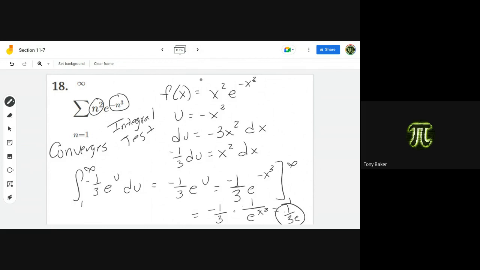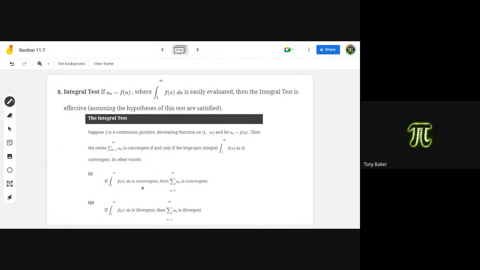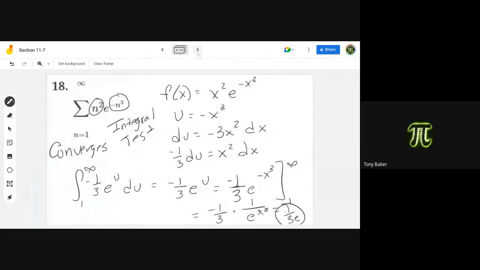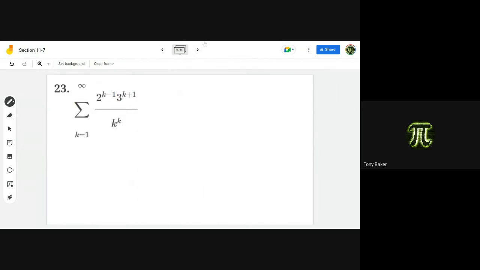So we do the integral. The integral rule says if the integral goes to a number, so if it's convergent, which means it goes to something, therefore the series is convergent. So we use this rule right here. The integral is convergent, therefore the series is convergent. Okay. All right. Try this one.